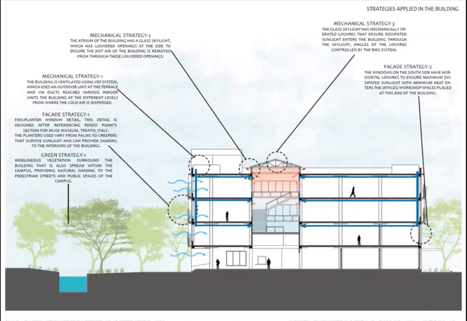Another facade strategy that is used on the southern side of the building has horizontal louvers to ensure that there is maximum dissipated sunlight with minimum heat entering the office or the workshop spaces placed at this end of the building. The green strategy is majorly the use of indigenous vegetation that surrounds the building and is also spread within the campus, providing natural shading to the pedestrian and the public spaces of the campus.